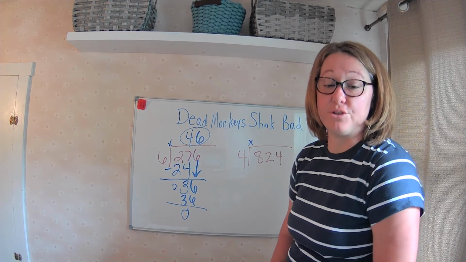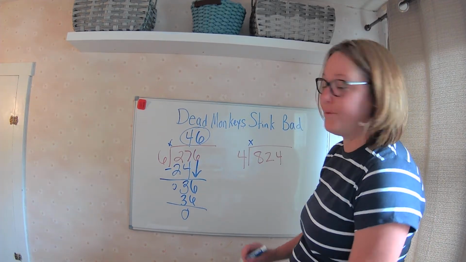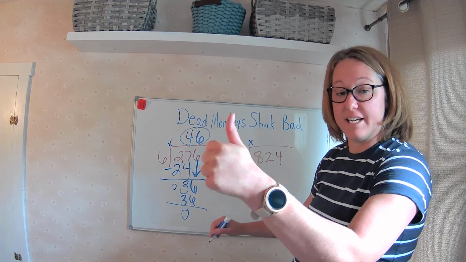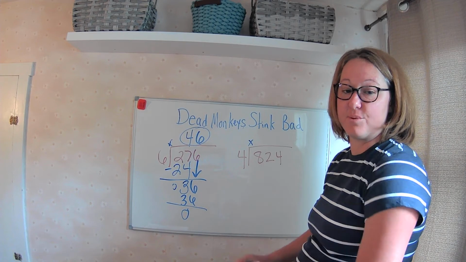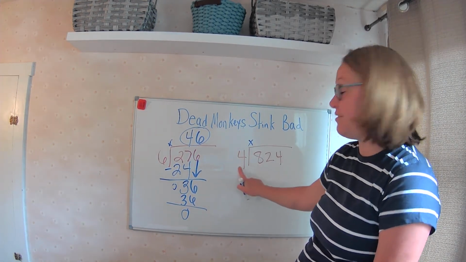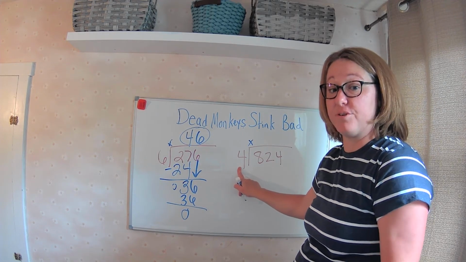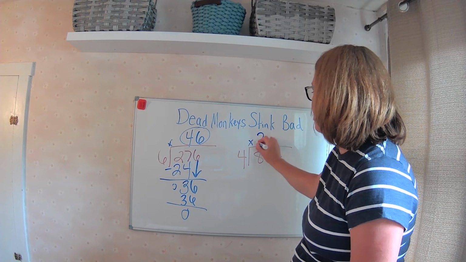Who has an answer? Who thinks they got it right? All right, let's see if you are right. All right, here we go. We're going to start with divide. Remember, dead monkeys stink bad. So we're going to go divide, multiply, subtract, bring down. 8 divided by 4. Okay, 4 times 1 is 4. 4 times 2 is 8. Very good. So let's put a 2.